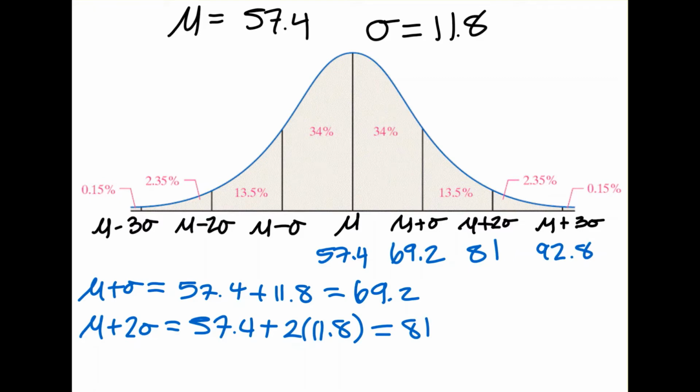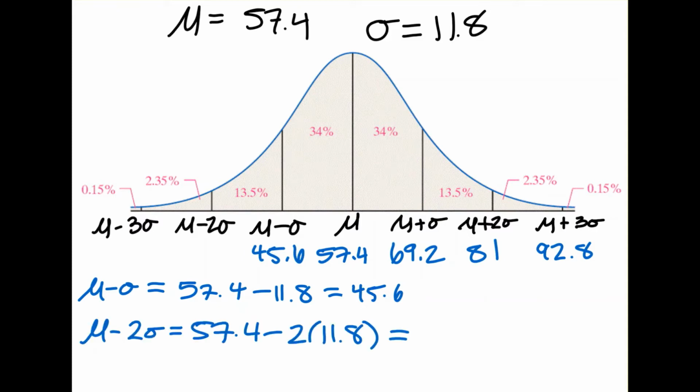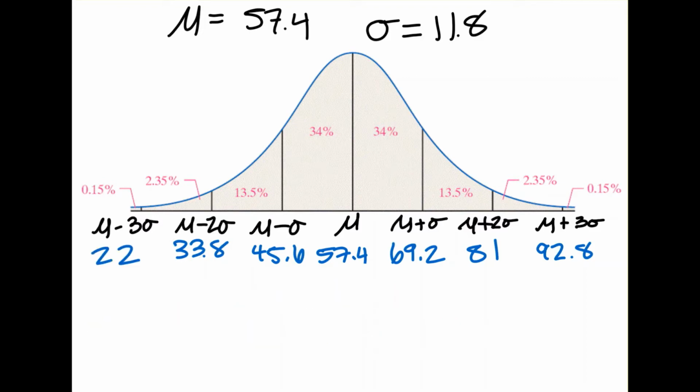Now let's compute mu minus sigma, and we get 45.6. Now let's compute mu minus 2 sigma, and we get 33.8. And mu minus 3 sigma is 22. So every time you use the empirical rule, these numbers right here are going to be specific to your data set. So these numbers will depend on the mu and the sigma for your data set.